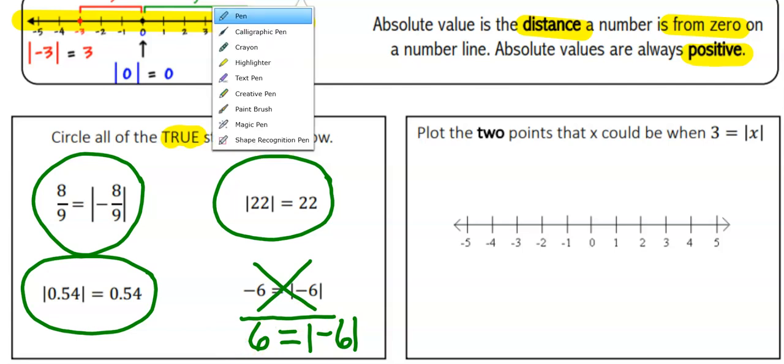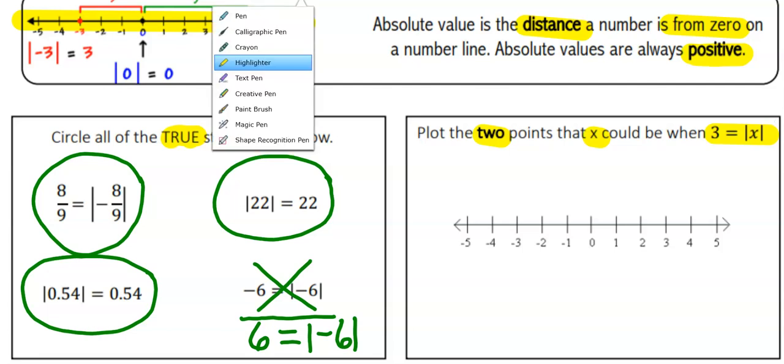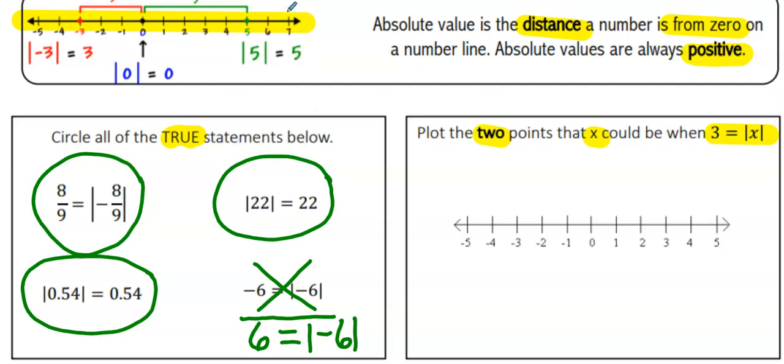Let's look at our next question. This is one that tripped us up on our skills check a few weeks ago. We're plotting 2 points that x could be when 3 is equal to the absolute value of x. That may seem a little confusing at first because we are using algebraic variables, and this is an algebraic equation, to figure out which 2 points I should plot. But I know that absolute value is always positive, and I'm looking for which 2 numbers. So 3 is equal to the absolute value of which 2 numbers? Which 2 numbers could I put in between the absolute value bars?